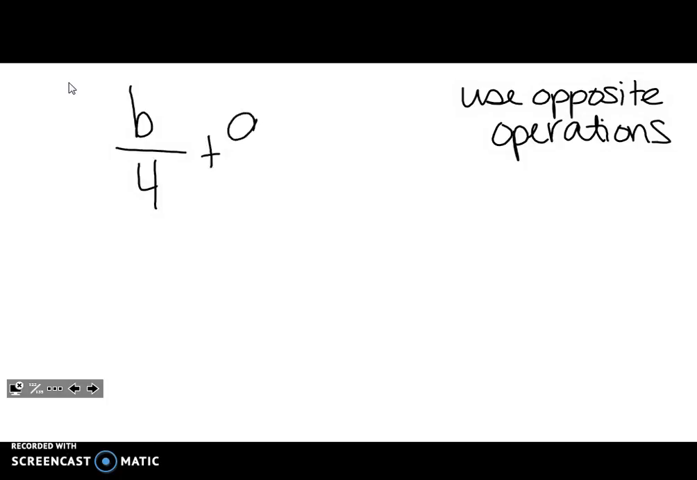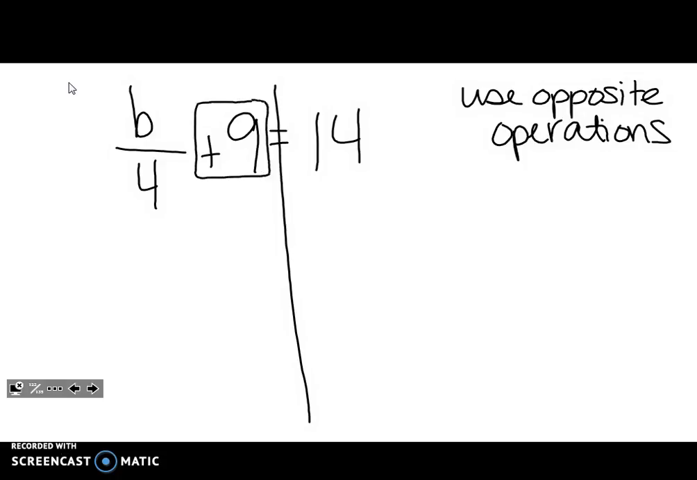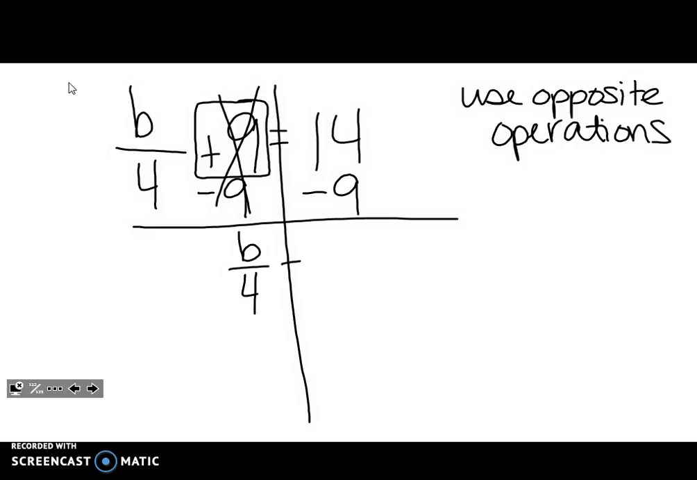Let's look at another type of problem. So we always put our line at the equal sign. Right now, the plus 9 is further from the variable. That's what I'm going to move first. The opposite of adding 9 is subtracting 9. So I'm going to subtract that 9 to the other side. Remember, we're trying to get the variable by itself. So I have b divided by 4 on the left. And 14 minus 9 is 5.